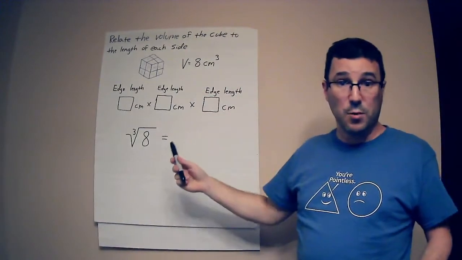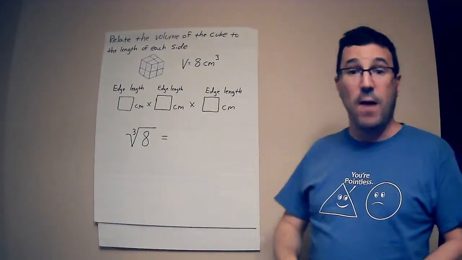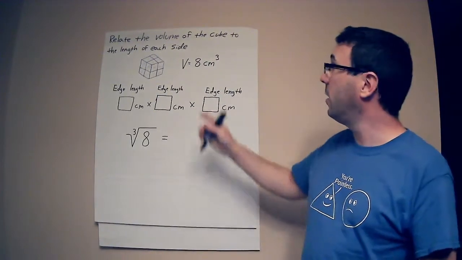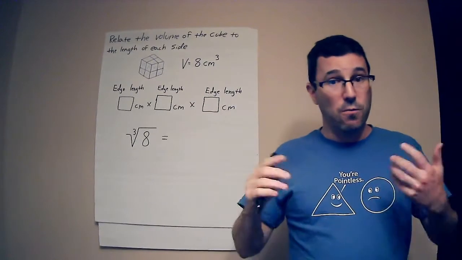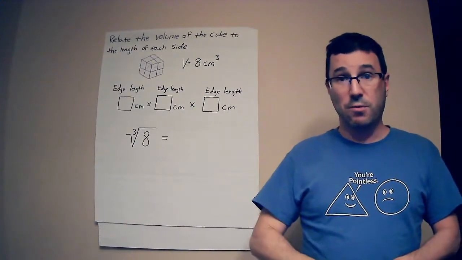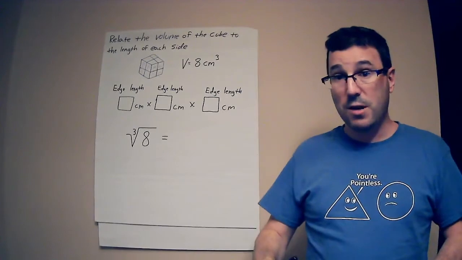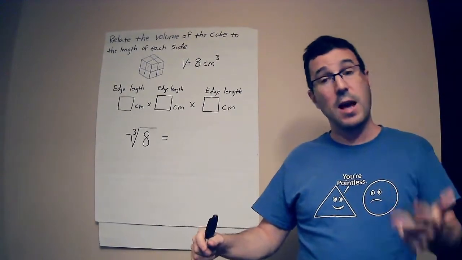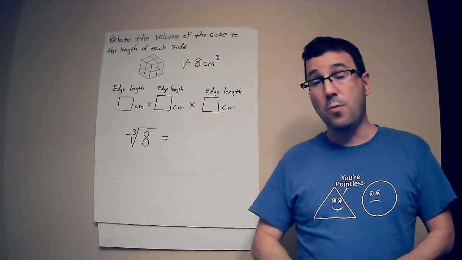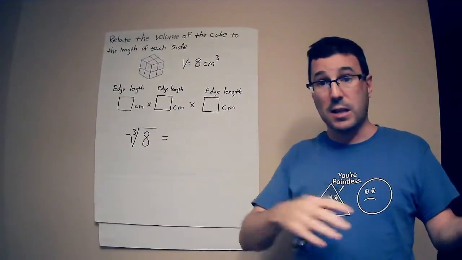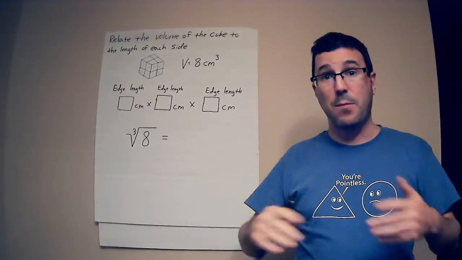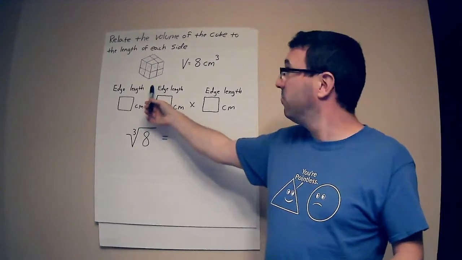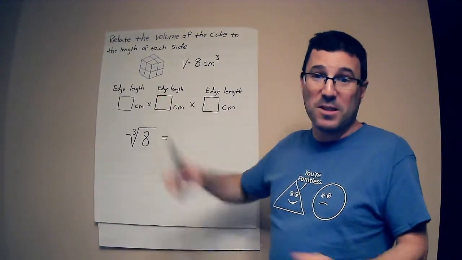Here, similar question. Relate the volume of the cube to the length of each side. So volume refers to a three-dimensional figure, and so with 3 dimensions we're going to have, in this case, a cube that has length, width, and height. And because it's a cube, all those things, length, width, and height, are going to be the same value. I think that's a pretty good cube right there.